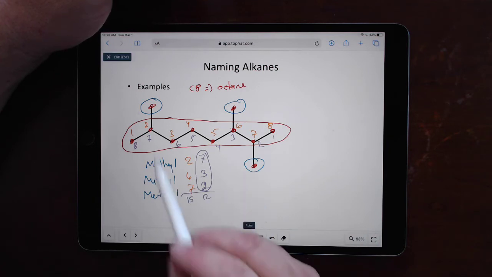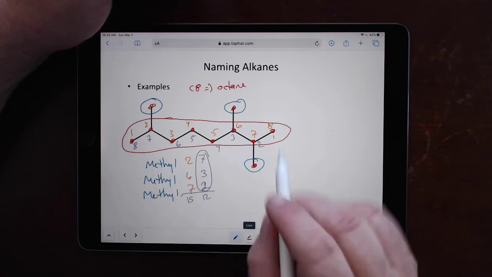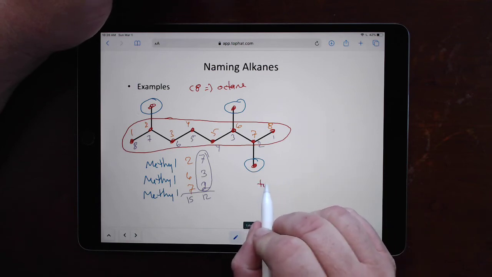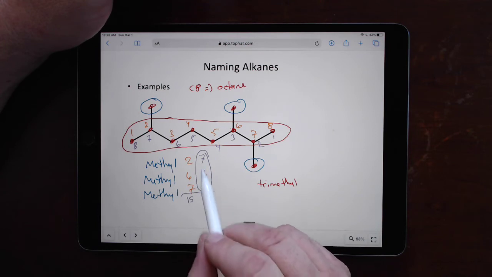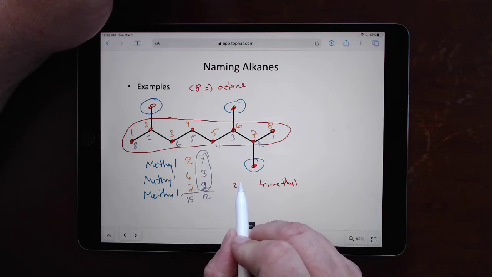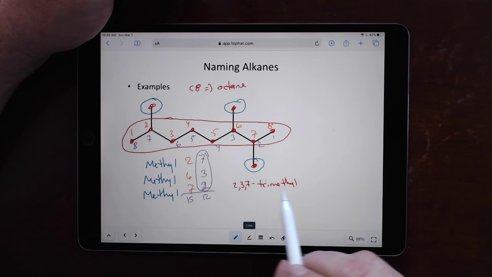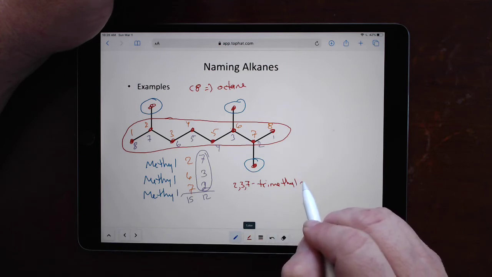So again, they're all methyl, so it doesn't matter. So we're going to smash those together as trimethyl. And so we're going to use 2, 3, 7. So we go in increasing order. Okay? Trimethyl octane.